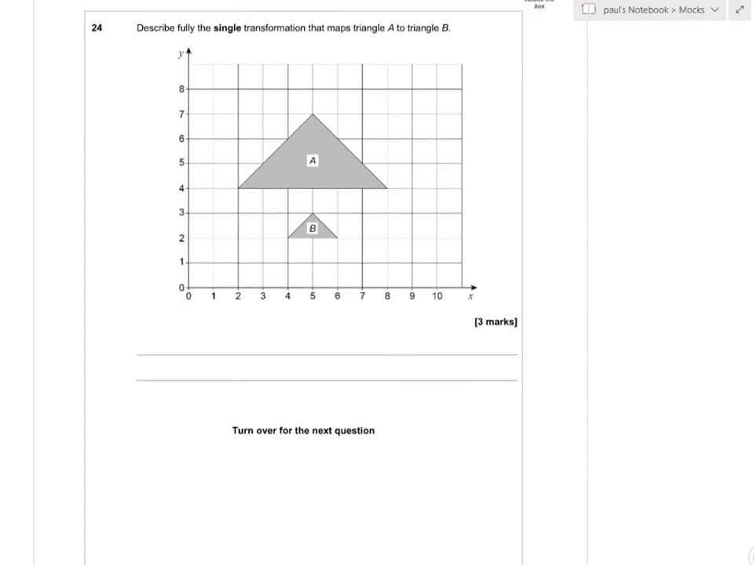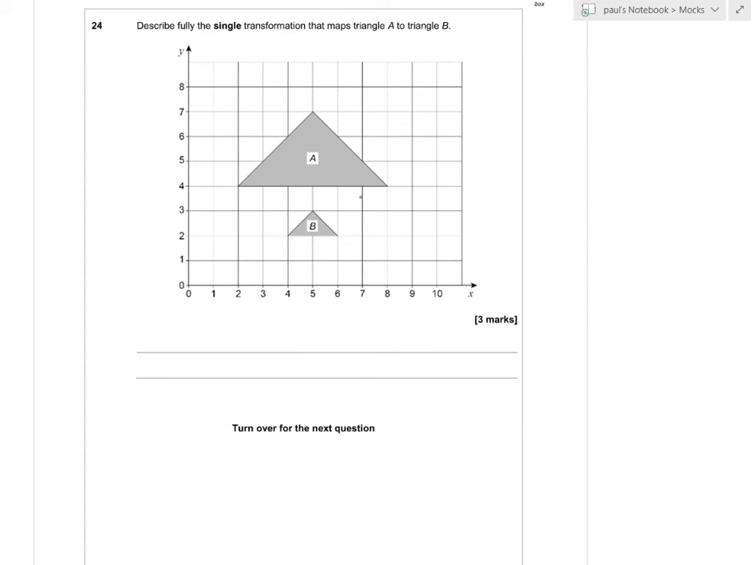Describe fully the single transformation that maps triangle A to triangle B. Well, it's 6 along, and that's only 2. So it's a third as big. So it's an enlargement of scale factor 1/3, with centre of enlargement at the origin. Just going to check the wording of that, number 24.